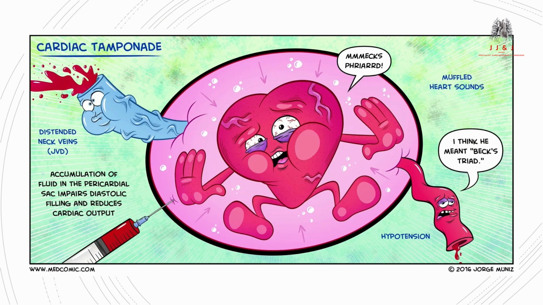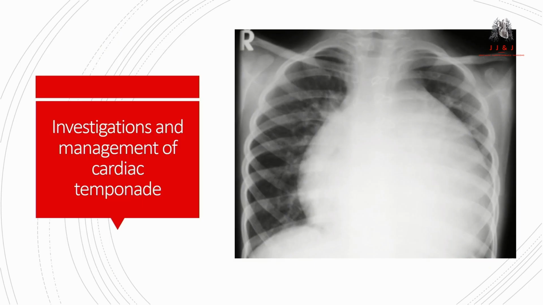Next page, please. So this is basic. A lot of the time, you can see the sternal wire. So this is a post-operative pericardial effusion, right? For investigations, you can do an X-ray: globular heart. It tells you there is pericardial effusion, in keeping with the patient's clinical presentation. Next.